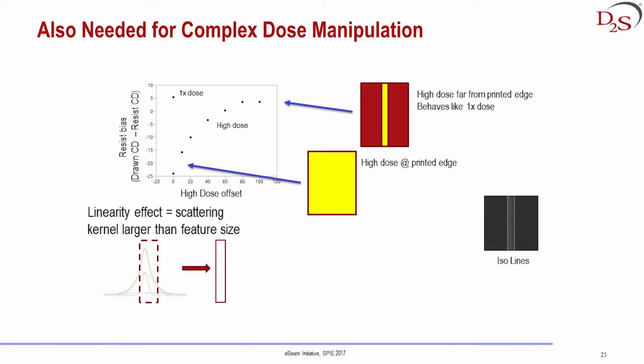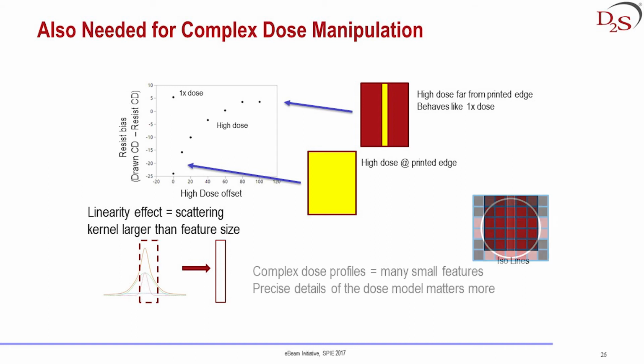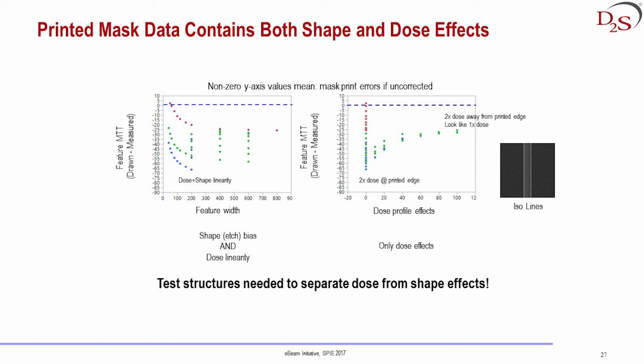If you remember the linearity effect being scattering kernel larger than the feature size, as I start pulling this edge away, what I effectively get is a complex dose profile with many large features in many different places, and therefore the precise details of the dose profiles are going to matter for your modeling. And so again, we'll look at our multi-beam system. You can imagine we have many, many small features, and we're going to have a much more complicated linearity effect. So now we know where these things come from. We have dose and shape linearities, which give rise to approximately a 90 nanometer error, depending upon how much dose I throw into the system. I also have a dose profile effect over here as I pull large dose away from the edge, and I get about a 30 to 40 nanometer CD change.